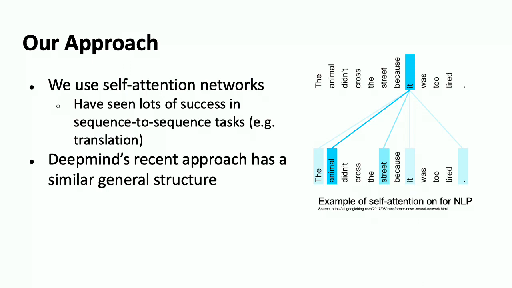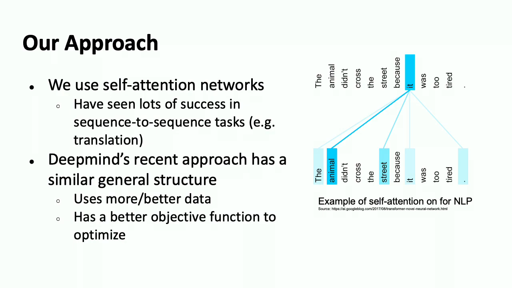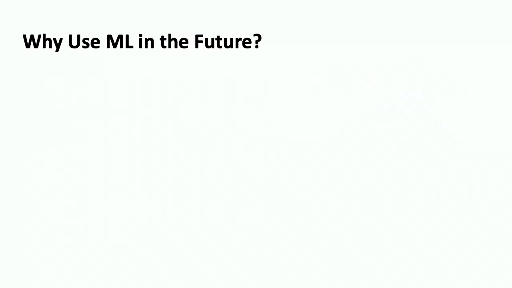DeepMind's recent approach also follows a pretty similar general structure. They're going to use convolutional networks and residual networks, and they have slightly better data. They have a better objective function that they optimize than we currently do. But a lot of these things combined really formed excellent progress in the field.